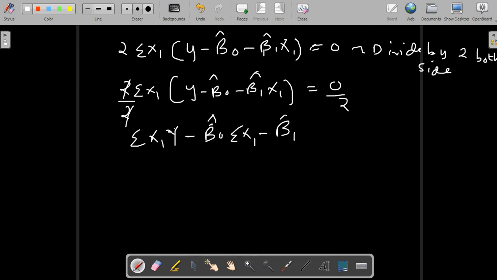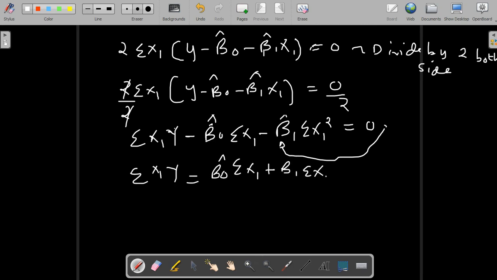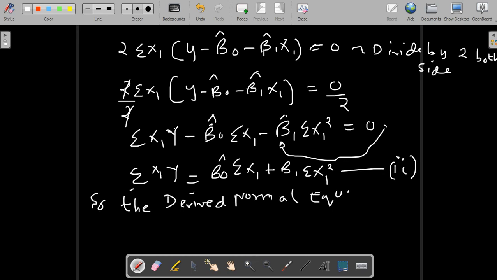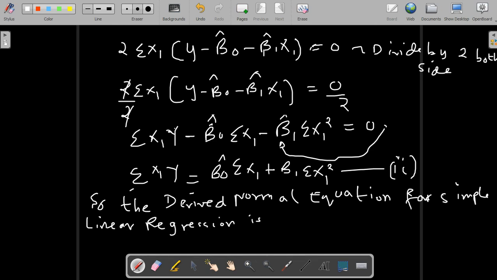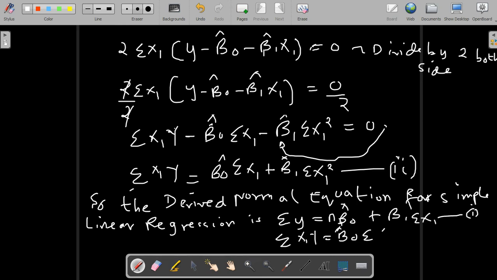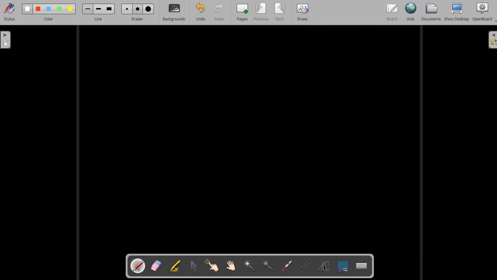Then after dividing by 2 on both sides, we obtain the equation summation of x1 y - beta naught estimated summation of x1 - beta 1 summation of x1 squared = 0. We move the terms to the right hand side. You will obtain summation of x1 y = beta naught estimated summation of x1 + beta 1 summation of x1 squared. So this is our equation 2. And so the derived normal equations for the simple regression model are summation of y = n beta naught + beta 1 summation of x1, and summation of x1 y = beta naught summation of x1 + beta 1 summation of x1 squared.